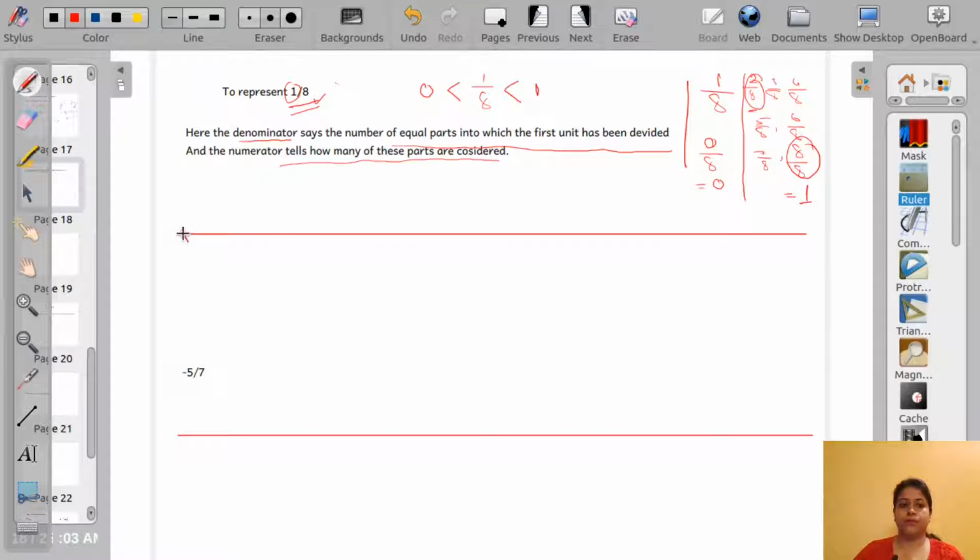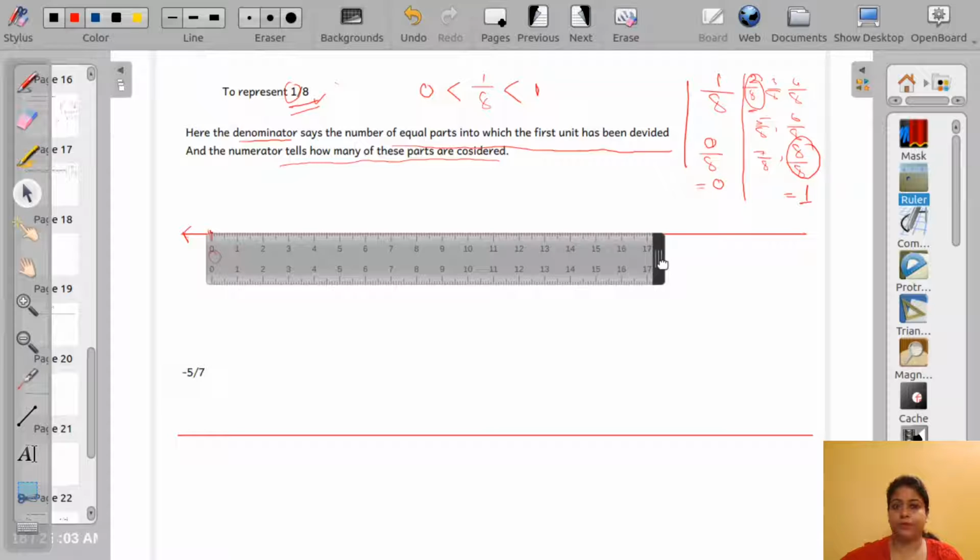So let us mark this point as 0 and let us first take the ruler. How many parts do we have to divide into? The denominator is 8, that means 8 equal parts. In 8 equal parts we have to divide this number line. So at 16, let us consider it as 1, that means 8 by 8. Now between 0 and 16, I have to divide it into 8 equal parts. That means we can take a difference of 2 centimeters. So here we get 8 equal parts.